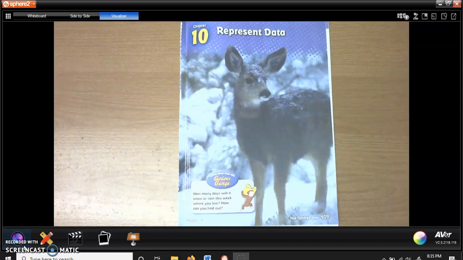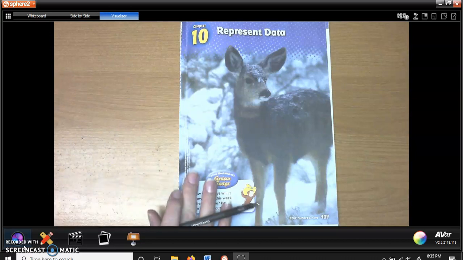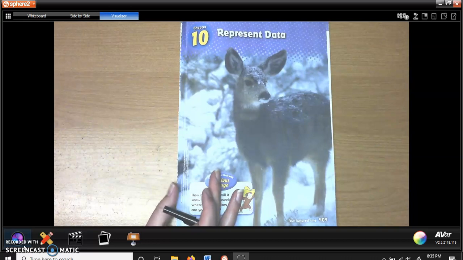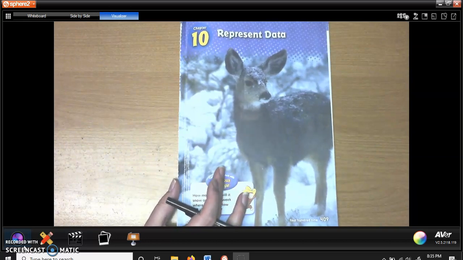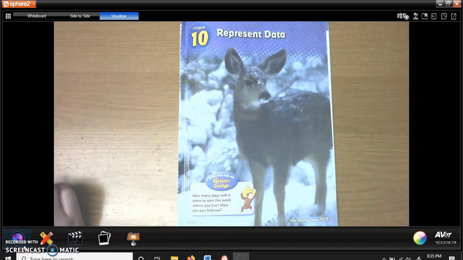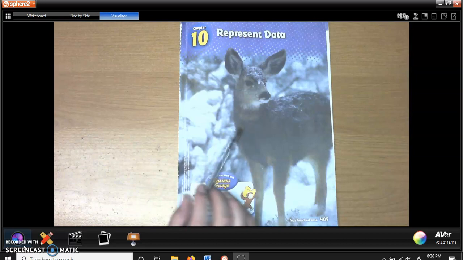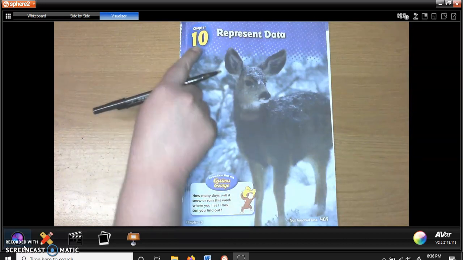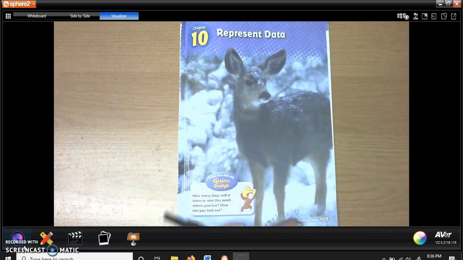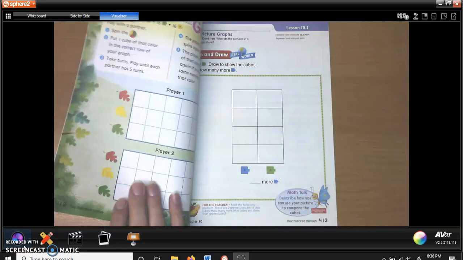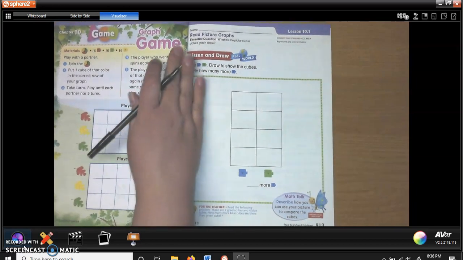First grade. Today for math, we are going to be starting a new chapter. Last chapter we talked about telling time, and this chapter is going to be ways to represent data. So we're going to be talking about making picture graphs, making bar graphs, and making tally charts. Make sure that you have your new math book out. It should say chapter 10 on the top, and it should have a picture of a deer on the front of it. Okay, we're going to go ahead and get started.